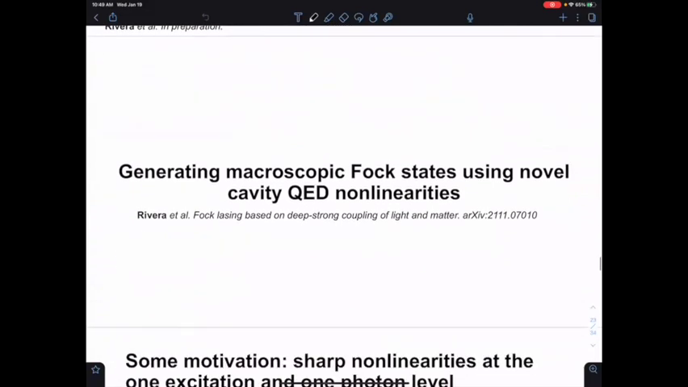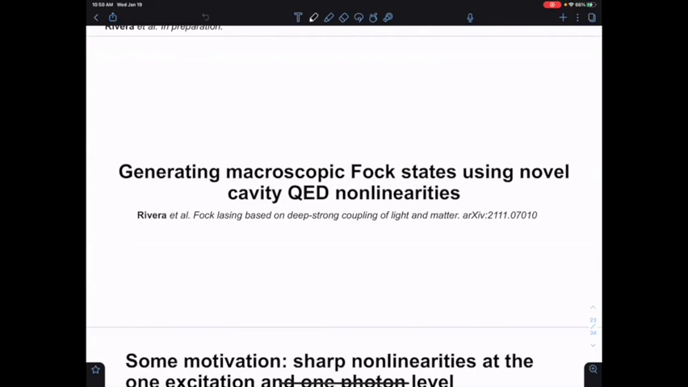I had additional slides on this topic. So that's the second paper, Fock lasing based on deep, strong coupling of light and matter, which is also on the archive. So I believe that's what you're referring to. What I discussed was basically the optical version, which doesn't use any deep, strong coupling, but it's possible to build large Fock states in microwave using deep, strong coupling. Embarrassingly, I had the audacity to think that I could cover both of these topics in one talk, and then I practiced and found out that I could not.